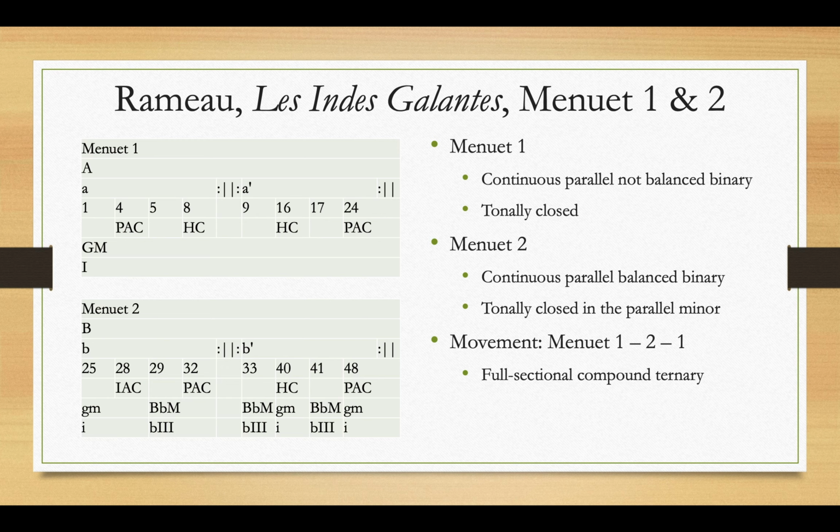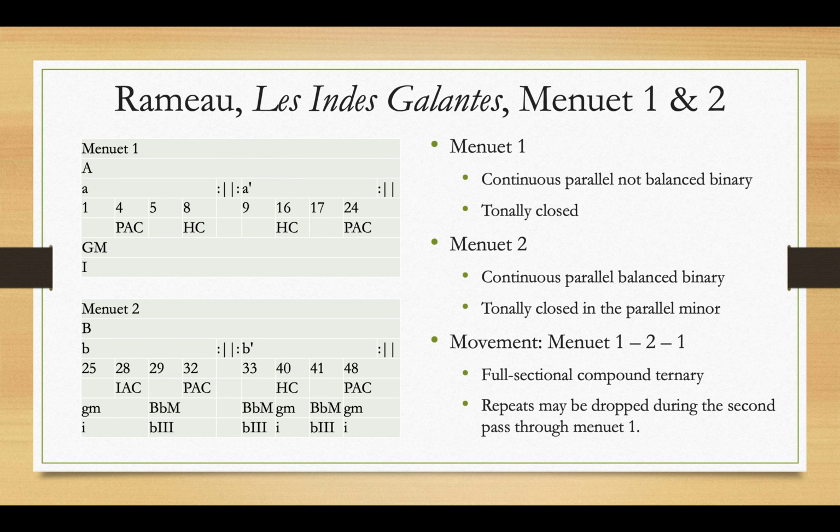As a whole, the entire movement featuring all three of those sections is an example of full sectional compound ternary. Minuet 1 is tonally closed, minuet 2 is tonally closed, and then minuet 1 on its repeats is still tonally closed. So that's what makes it full sectional, that all three of those passages are tonally closed. What makes it compound is that minuet 1 is a binary form and minuet 2 is a binary form. So we have binary forms that are being added together to create an overall ternary form.